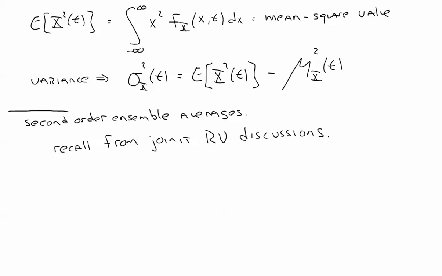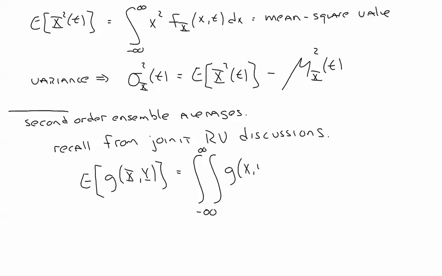If we had a function g of random variable x and random variable y, this was a double integral from minus infinity to plus infinity of g of x comma y times my joint PDF. All right? That was the way we found the expectation of a function of joint random variables.